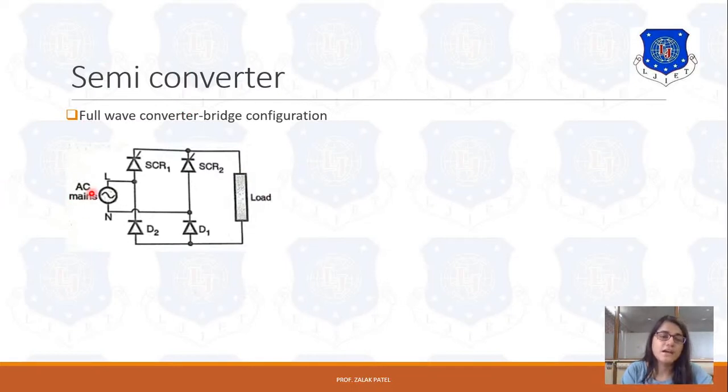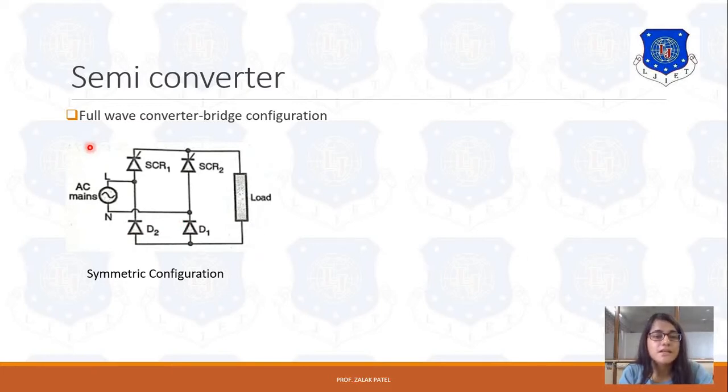Here you can see that the AC mains is connected with SCR1 and SCR2, and two diodes named D1 and D2 are connected, with the load connected to them. Here the load can be either purely resistive or an inductive type of load can be considered. When the load is resistive or inductive, we will discuss later on. This type of configuration is called symmetric configuration.